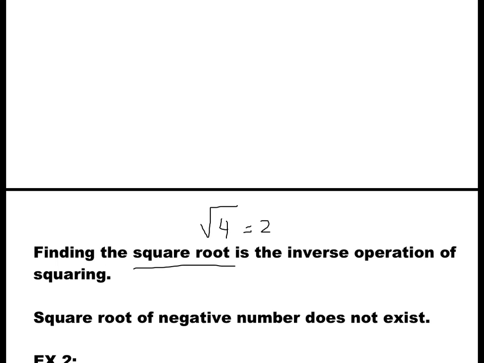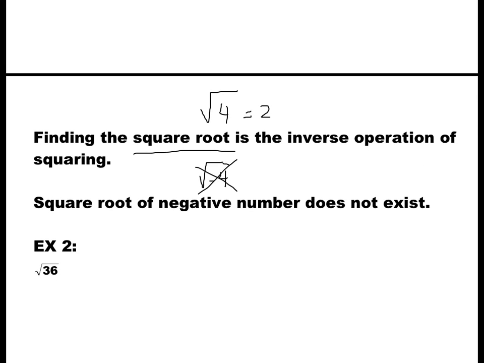Now, one thing that you have to remember is that the square root of a negative number does not exist. This is very important. This means that the square root of negative 4 does not exist. So this is invalid. There is no such number that if you multiply by itself, it gives you negative 4.